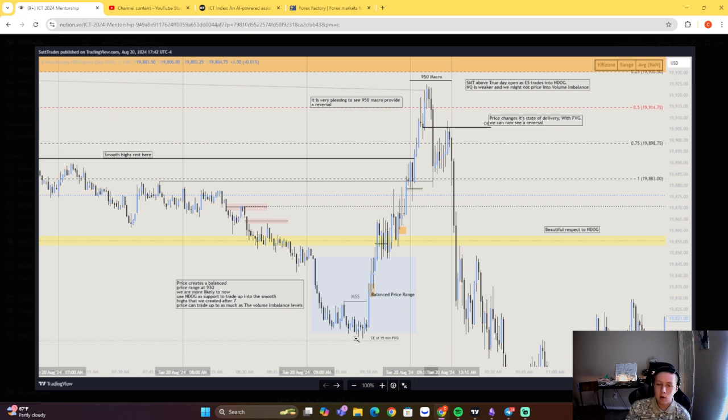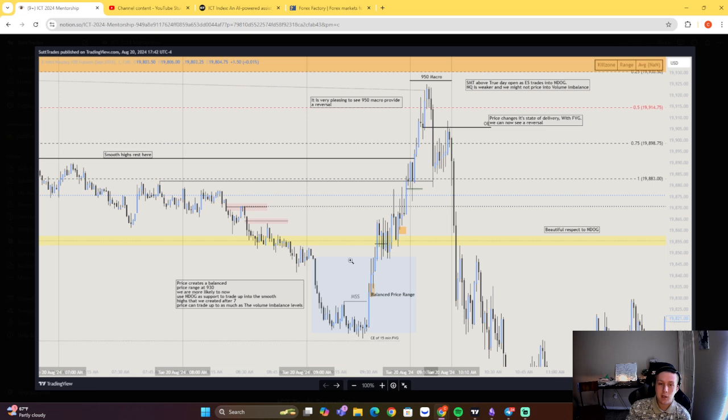And also, what I want to note here is we're just consolidating here around the constant encroachment of a 15-minute fair value gap right there. And we have immediate expansion. We create a balanced price range right there. And then this is the opening range gap. This blue box right here is an opening range gap. We create a balanced price range right there with the wicks. Notice how all this is balanced with the wicks here and with this inefficiency here, this inefficiency there.